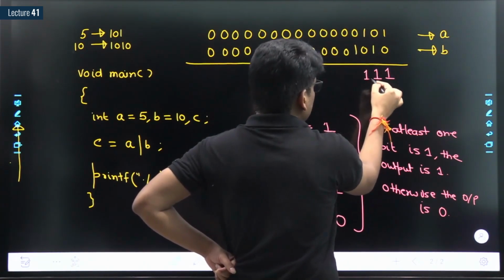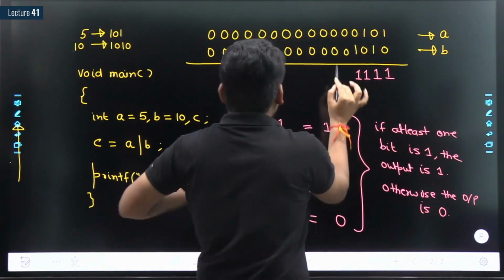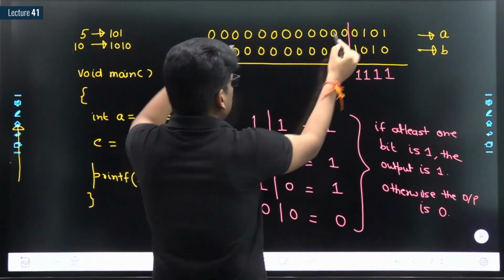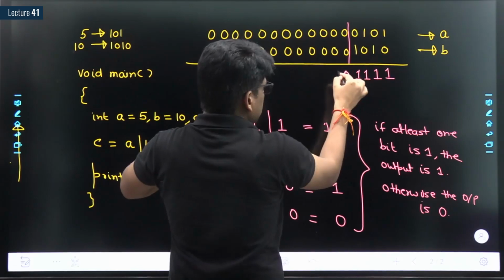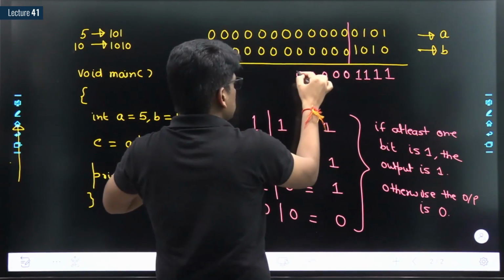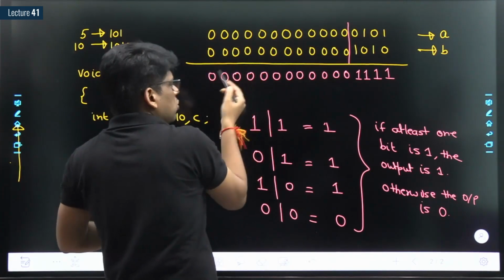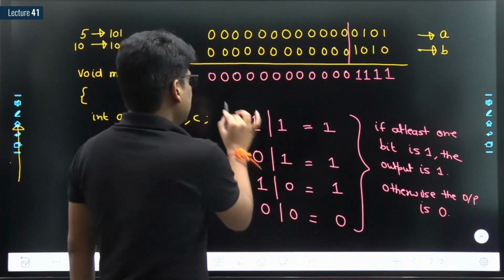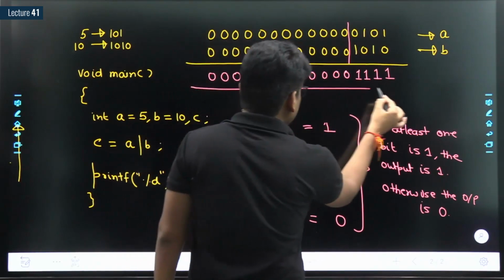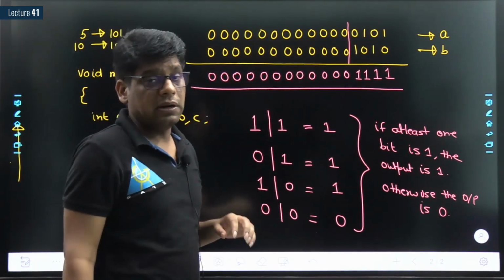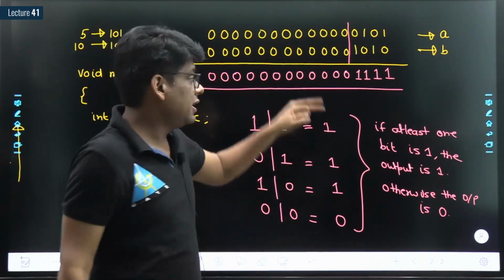Okay, 1. Okay, 1. For these remaining bits, all are 0. So 0 or 0 means 0, and so on for all the remaining bits. Done. What is the result of A or B? The result of A or B is this, but this is written in binary.